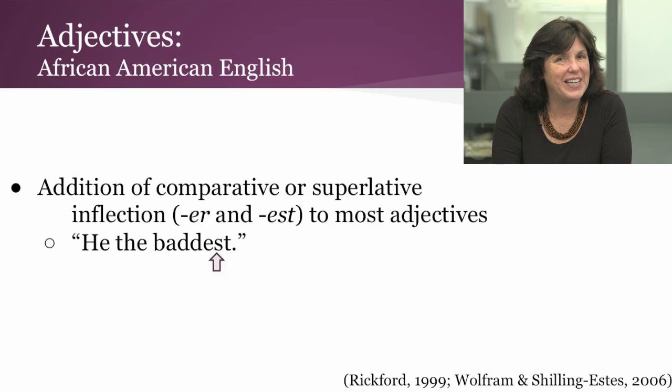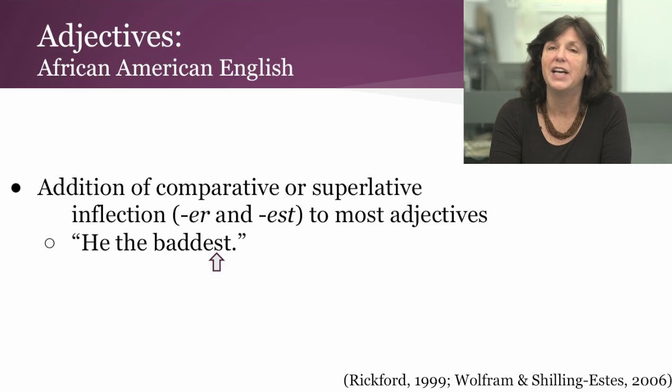In African American English, the comparative and superlative forms function in a different way than in Standard American English. In African American English, comparative and superlative adjectives can be regularized by adding an ER, EST. So you might find a sentence like, he the baddest. The comparative and superlative forms of bad are irregular in Standard American English, but they are regularized in African American English to form badder and baddest.